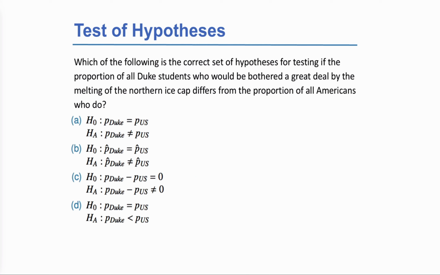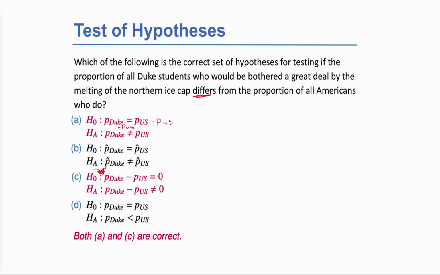So, which of these is the correct set of hypotheses for testing if the proportion of all Duke students who'd be bothered a great deal by the melting of the northern ice caps differs from the proportion of all Americans who do? Both A and C are correct, right? Because if you just subtract P US from both sides, you get this. So you can either say that P Duke equals P US, or you could say P Duke minus P US equals 0.